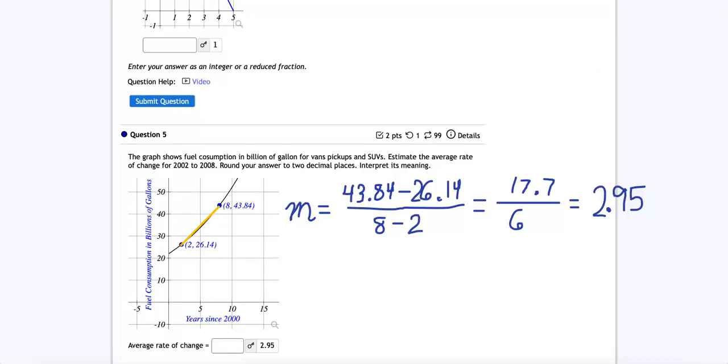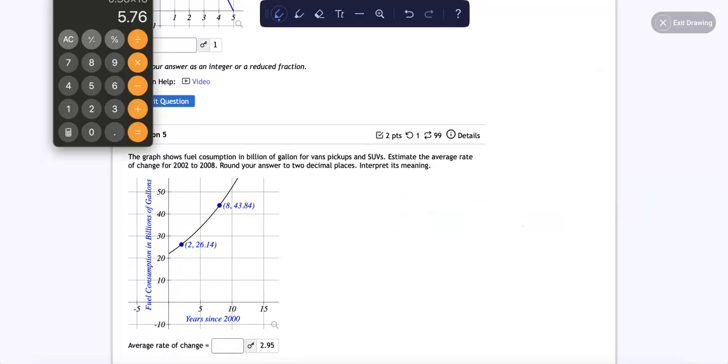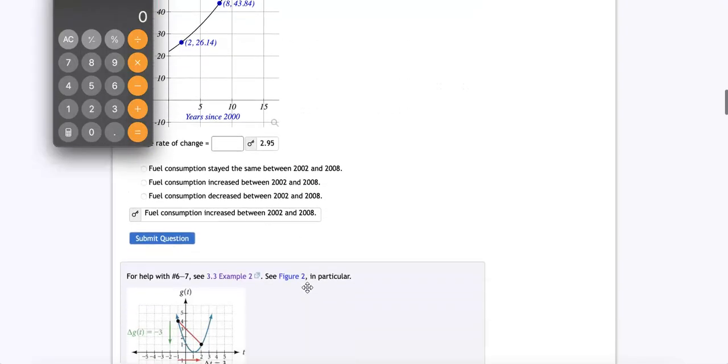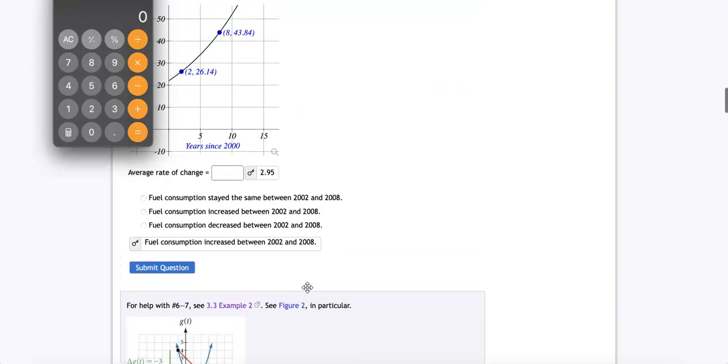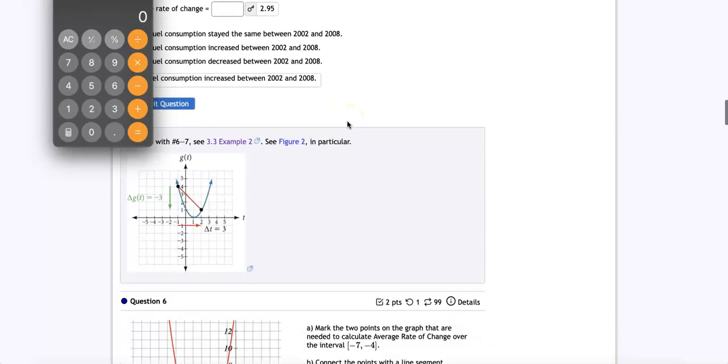43.84 minus 26.14 represents the change in y, and the change in x is 8 minus 2. That simplifies to 17.7 over 6, or 2.95, which you can see is the answer here. An interpretation for this problem would be that the fuel consumption increased because 2.95 is a positive amount. That should be pretty straightforward.